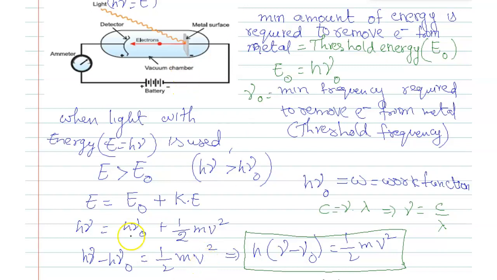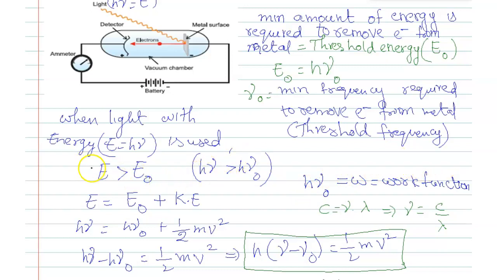That means the energy of light used must be equal to the threshold energy plus kinetic energy, because electrons must move after removal from the metal surface. So E equal to E naught plus kinetic energy. E means h nu, E naught means h nu naught, kinetic energy means half m v square. So we can adjust this equation as h nu minus h nu naught equal to half m v square. Take h as common: h into nu minus nu naught equal to half m v square.